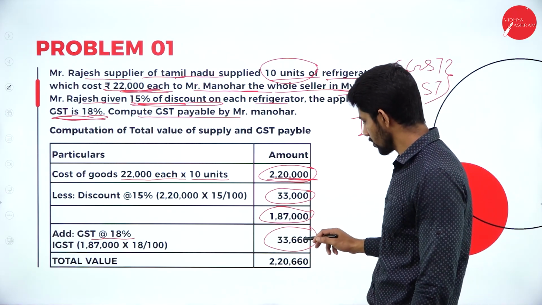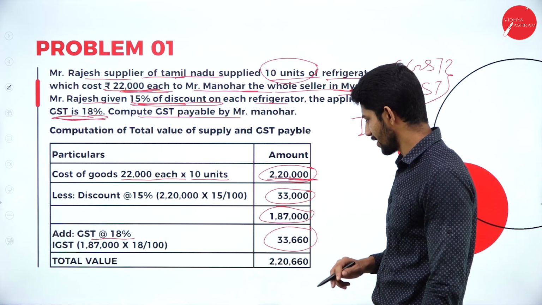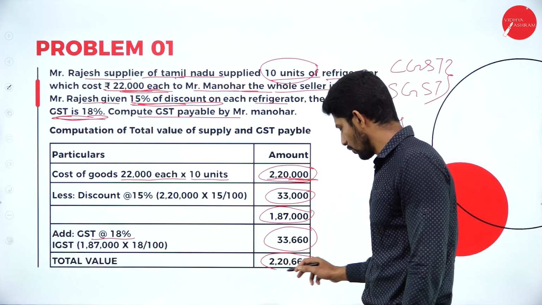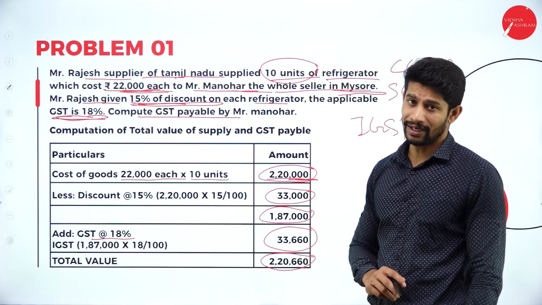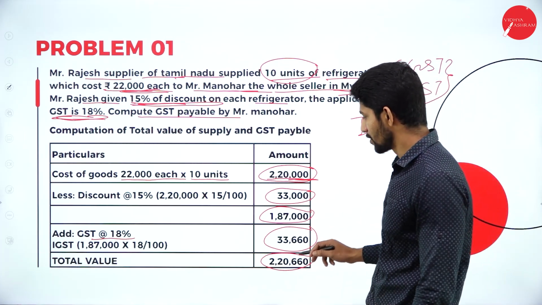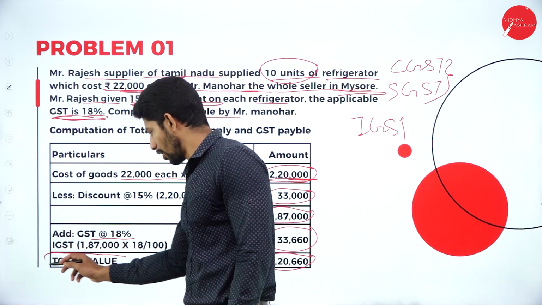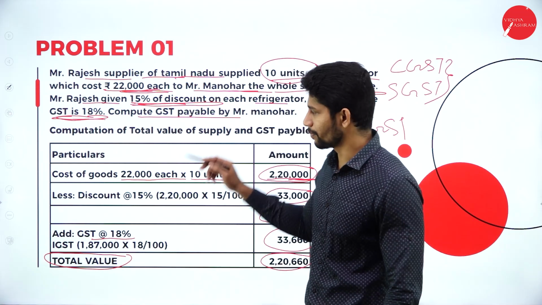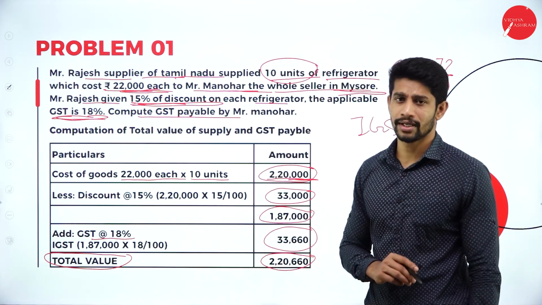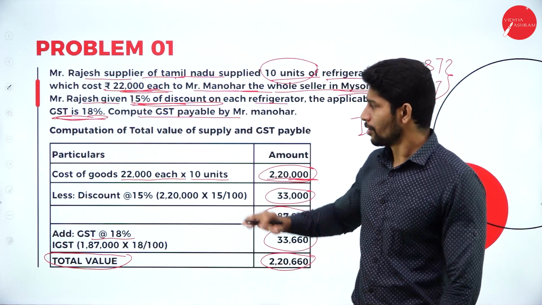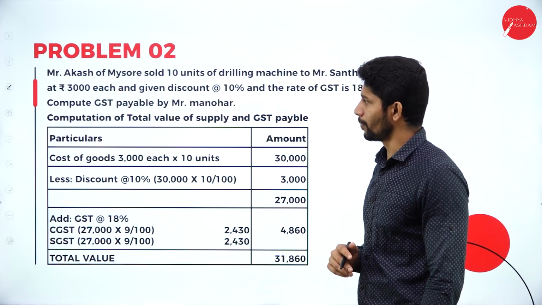33,660. So add this value with 1,87,000. You will get the total value of 2,20,660. This is called the total value of supply. So this is how you are supposed to solve the basic problems under GST. Okay. Moving further, we will solve one more problem with that.